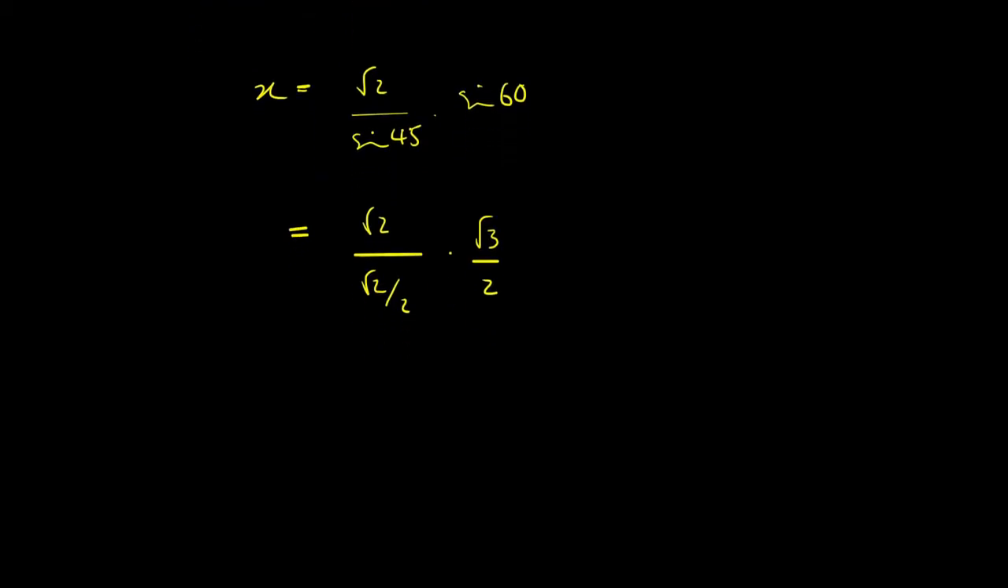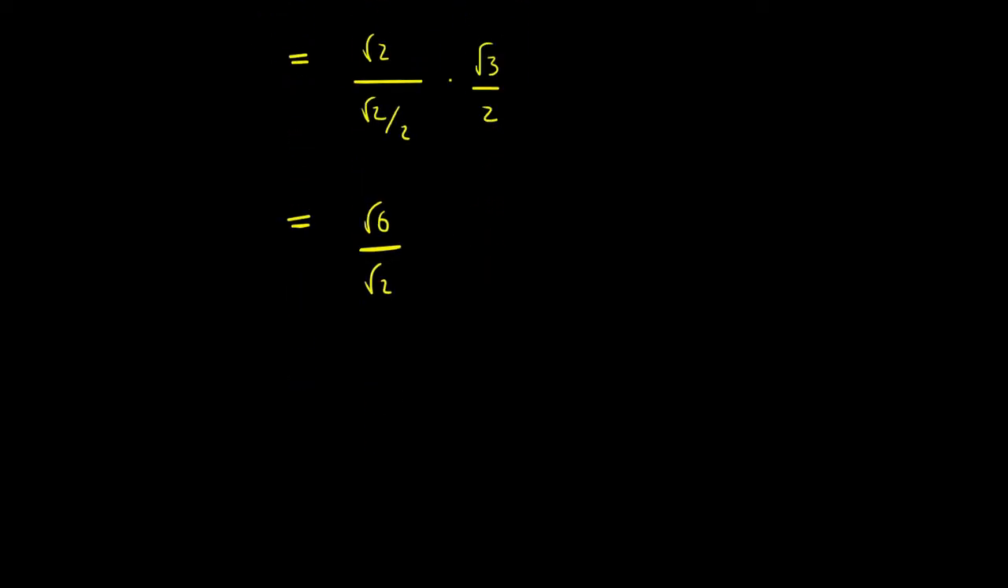Well, if we were to multiply out these two fractions, right, we multiply out the numerator. That's going to give us root 6. And if we multiply out the denominator, right, root 2 upon 2 times by 2 is just root 2. So we're left with root 6 divided by root 2, and root 6 divided by root 2 is root 3.